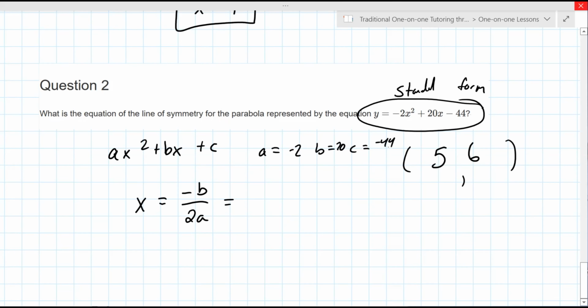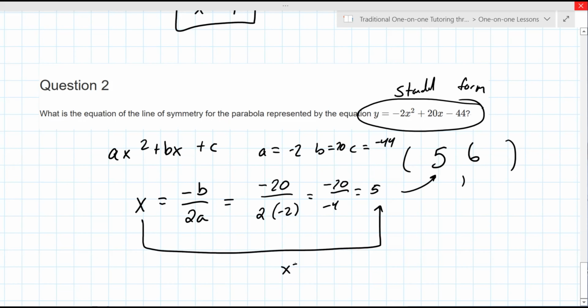Negative 44. Now, negative b means you negate the b value. So minus 20 over 2 times a, which is minus 2. Negative 20 over negative 4 is positive 5. So you only need the x-coordinate of the vertex. And that's why sometimes when it's in standard form, it's a bit easier to do, because you just need to find the x-coordinate of the vertex. Okay, so that line of symmetry is that x equals 5 value.